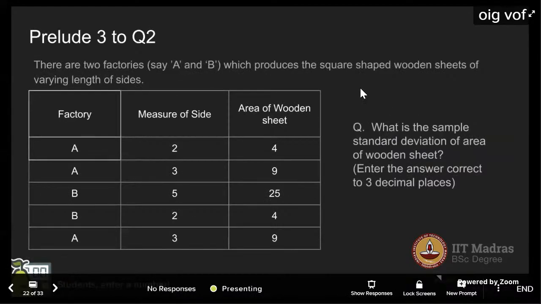Try to find sample standard deviation for this second variable, area of wooden sheet.